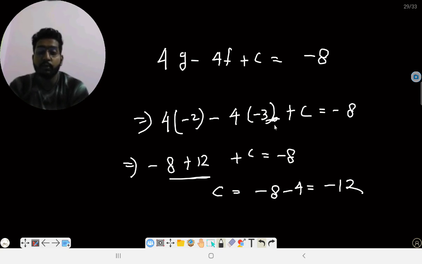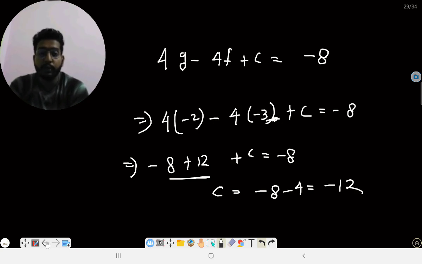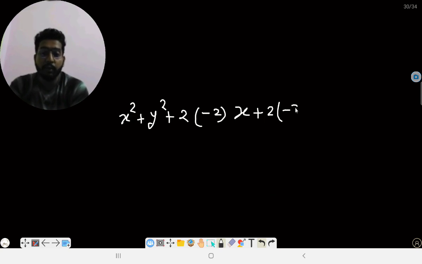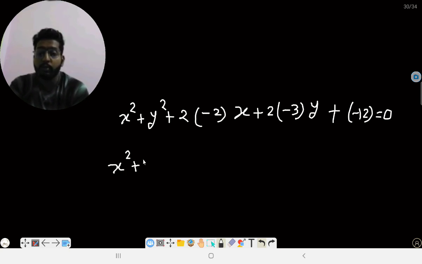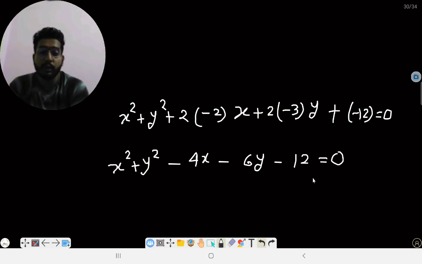So g is minus 2, f is minus 3 and c is minus 12. So what will be the equation? x square plus y square plus 2g, and g here is minus 2, into x, plus 2f, and f is minus 3, y, plus c, and c is minus 12, equals 0. So the equation will be x square plus y square minus 4x minus 6y minus 12 equals 0. That will be the equation of the circle.